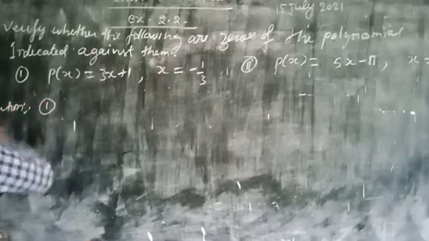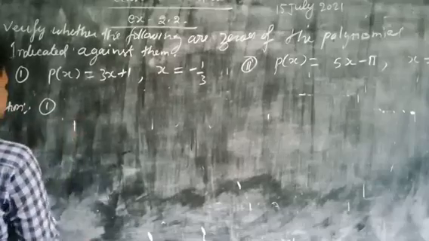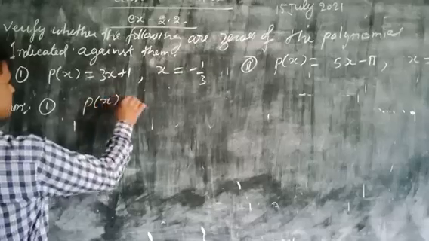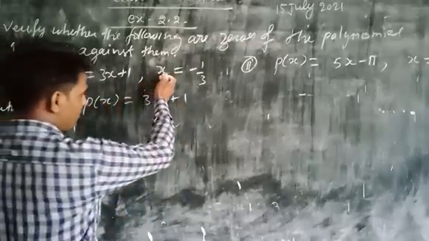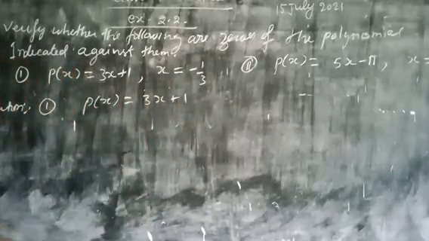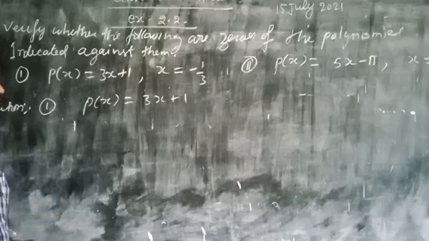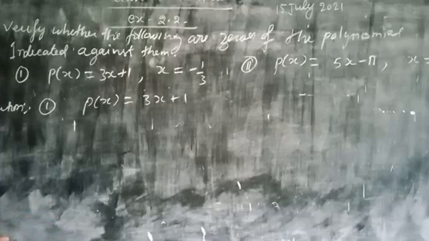Now look at the first question of this exercise. This is p(x) which is equal to 3x plus 1, and this is the value of x. On putting the value of x in the given polynomial, we can verify whether the given value is a zero or not.